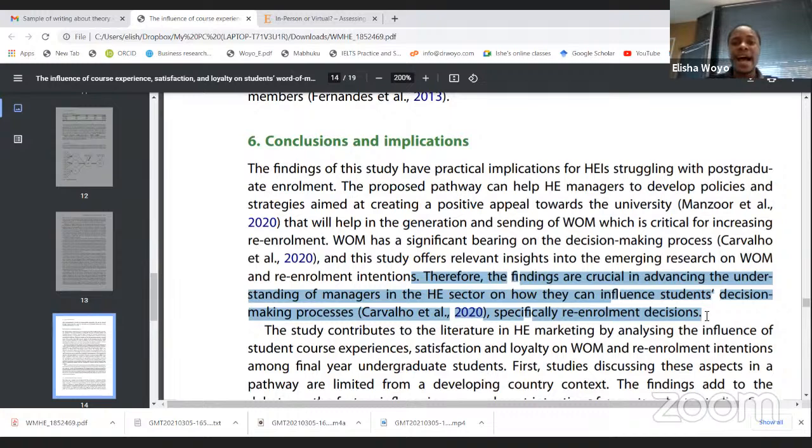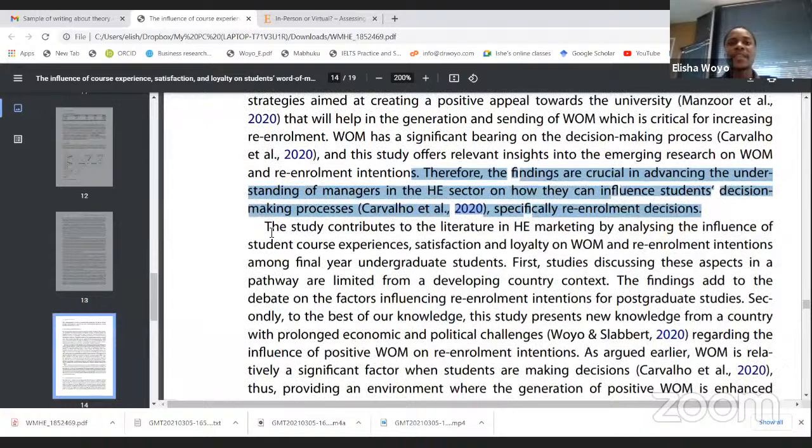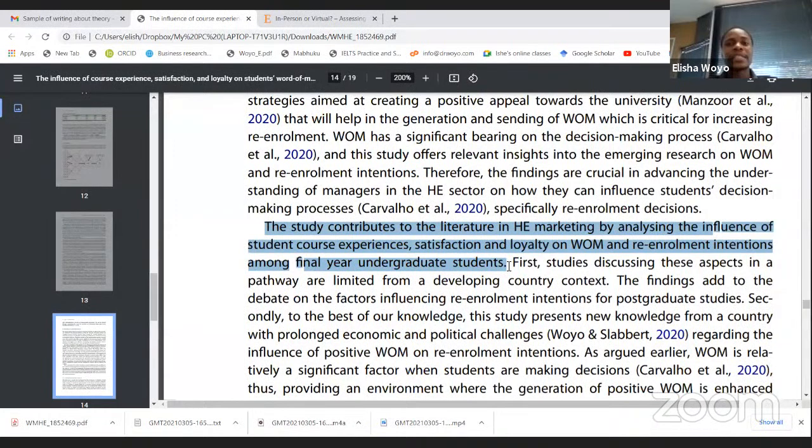And we went on to say, this study contributes to literature on higher education marketing by analyzing the influence of course experiences, student satisfaction, and loyalty on WOM and enrollment intentions among final year undergraduate students. So when you are doing your social exchange capital, social capital study, you need to put a sentence like this: what is it that you are adding to literature and so forth?